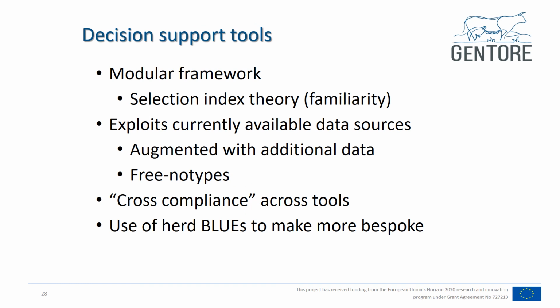So just to conclude, the tools that we have developed here, I would argue, have modular framework potential, so that you can plug in and plug out new traits that we're going to hear about for the rest of this session. It's based on selection index theory. There are many other ways we could do this using artificial intelligence, machine learning, etc. But farmers are familiar with this selection index theory. As I said, it currently exploits available data sources. It can easily be augmented with additional data sources, but I like to always focus on what I call free phenotypes, which are phenotypes that are free.